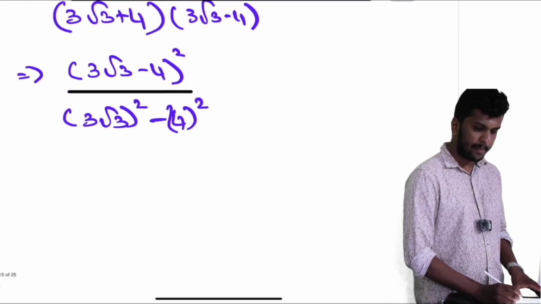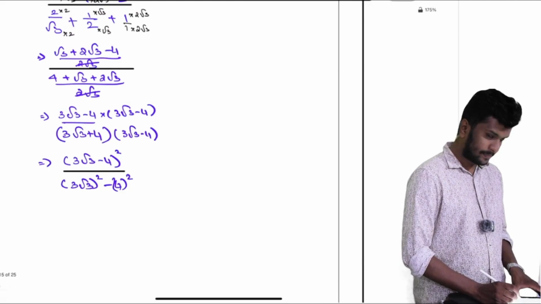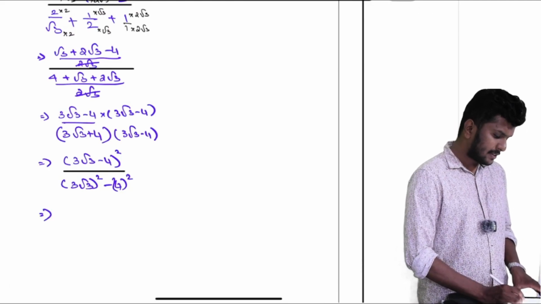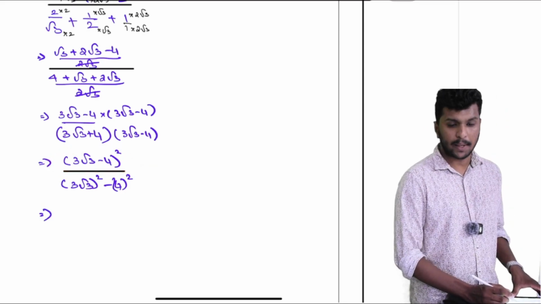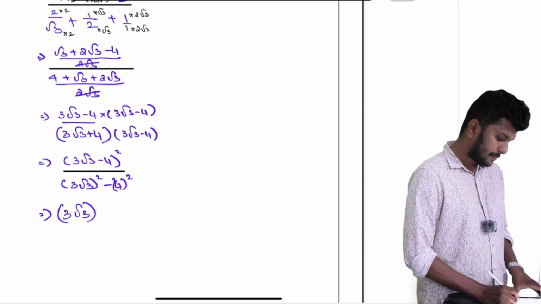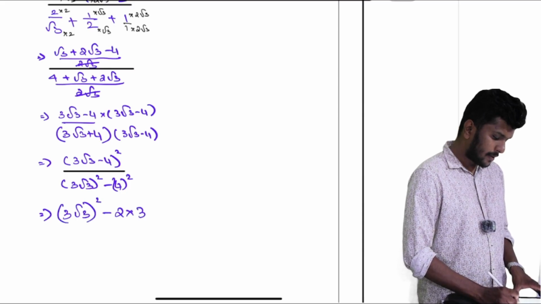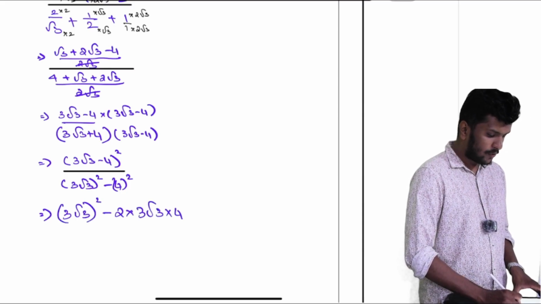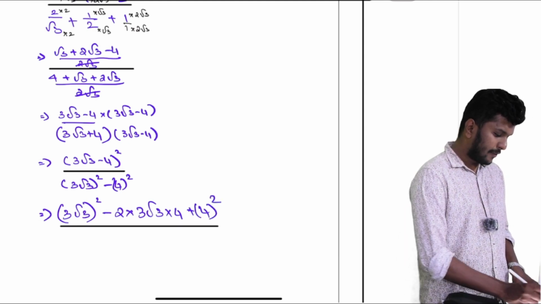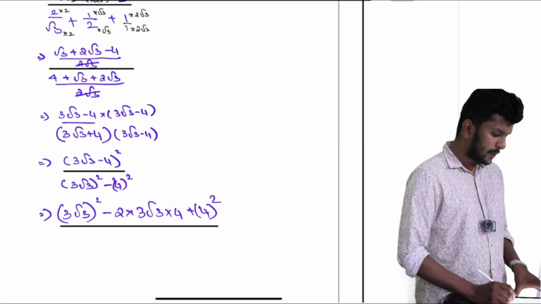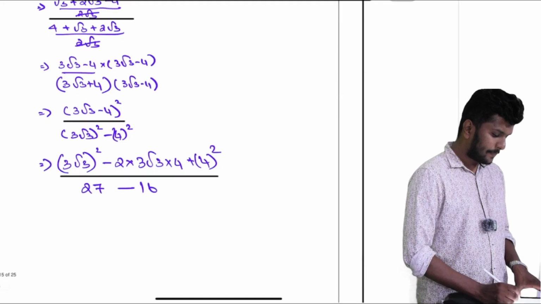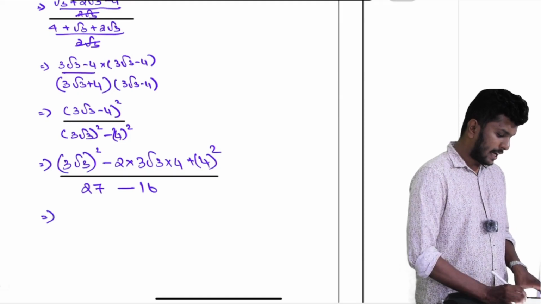In the numerator, what is it? A minus b the whole square, right? So you can write it as a the whole square minus 2 into 3 root 3 into 4 plus 4 the whole square, divided by, what is 3 root 3 the whole square? 27, minus 16.